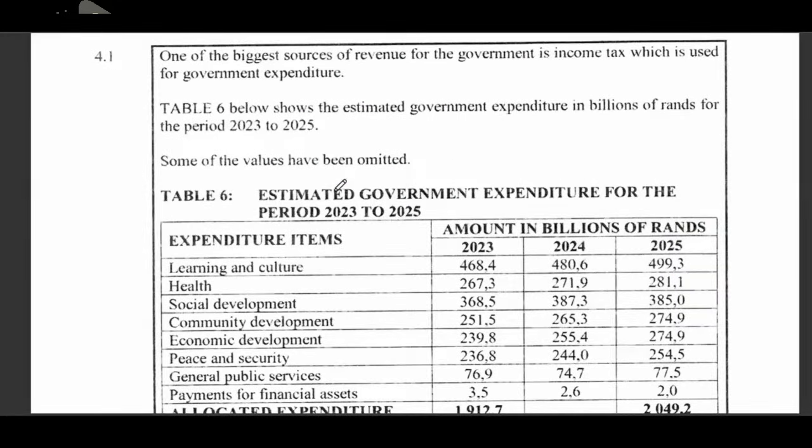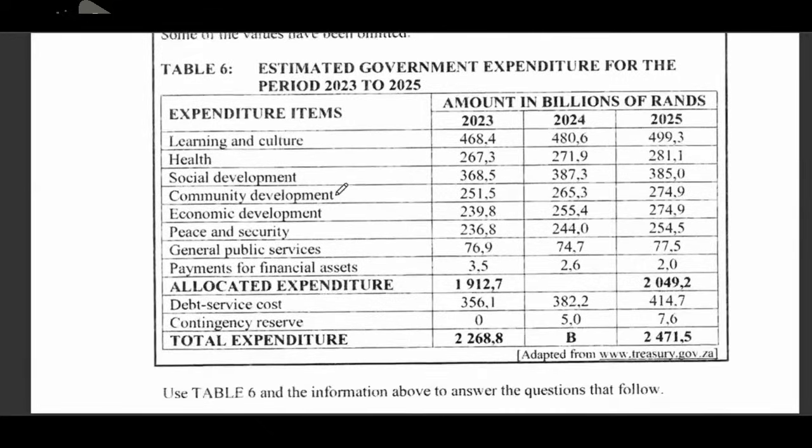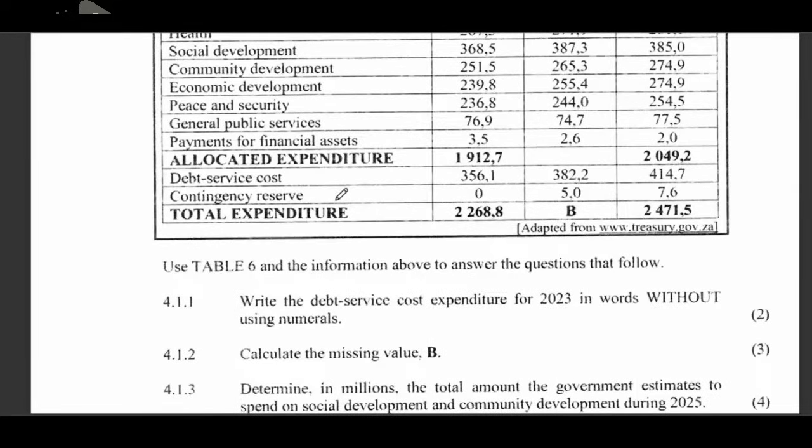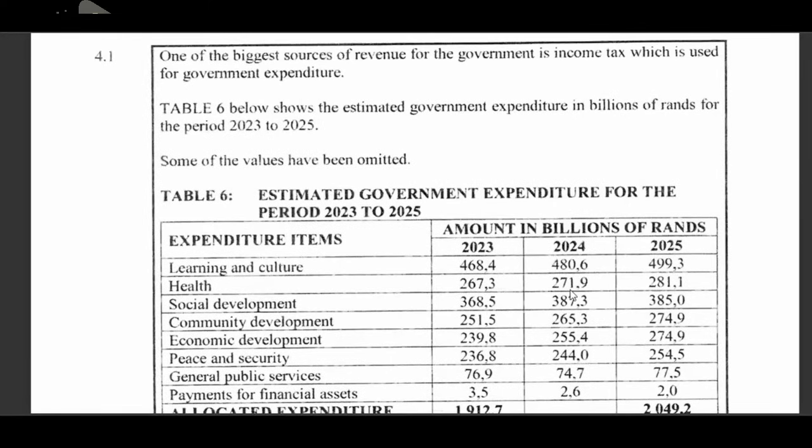All right. One of the biggest sources of revenue for the government is income tax, which is used for the government expenditure. So they're telling us, write down the debt service cost expenditure for 2023 in words without using numerals. Numerals simply means numbers. So in words, 2023, remember, these values are in billions.